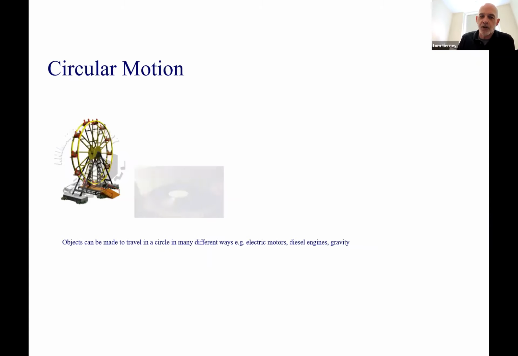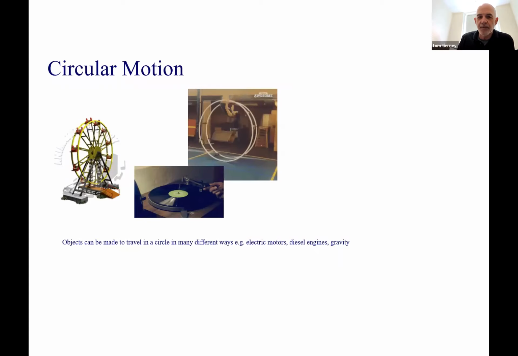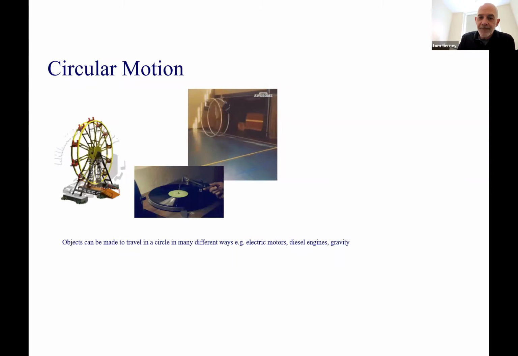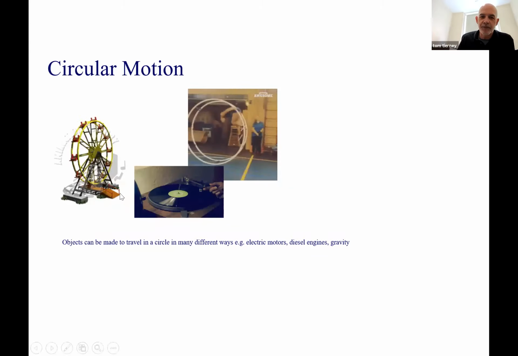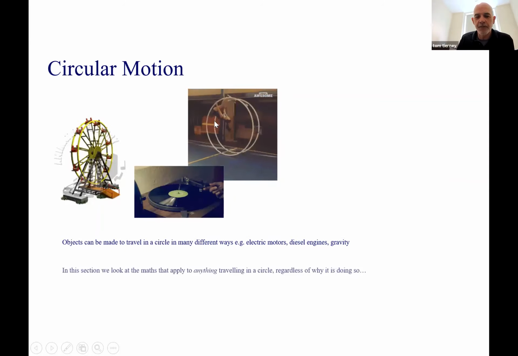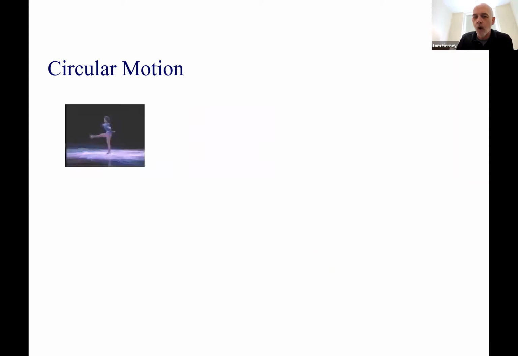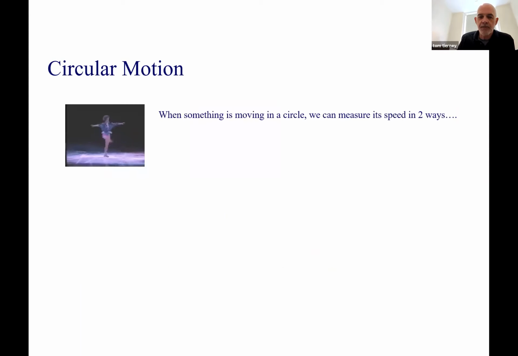So there's many different ways that circular motion can be created. Fairground rides, turntables, gymnastics equipment. And what's creating the circular motion in all of those are very different mechanical forces. There's probably a kerosene engine or something over here. That's obviously electric. This is whatever they're doing there. But there's certain maths that we can apply regardless of why something is traveling in a circle.